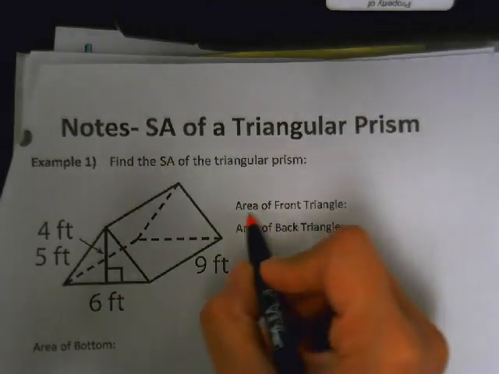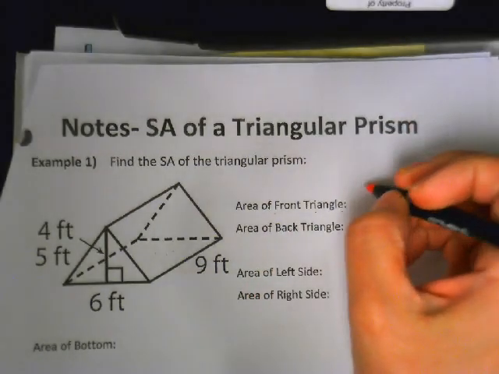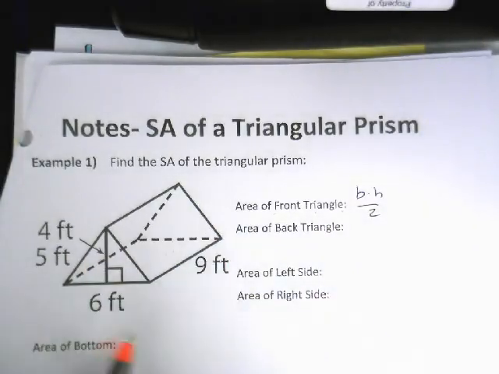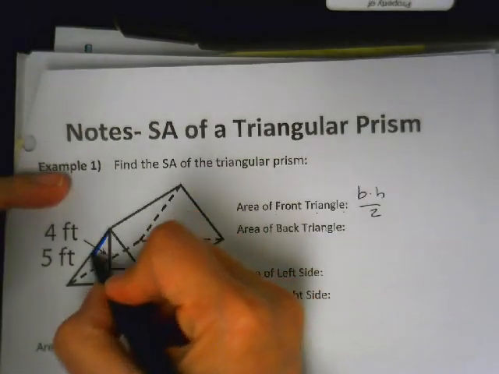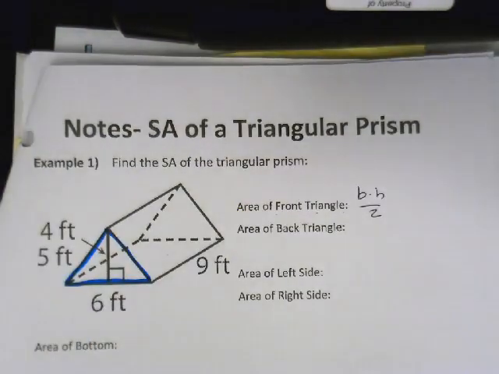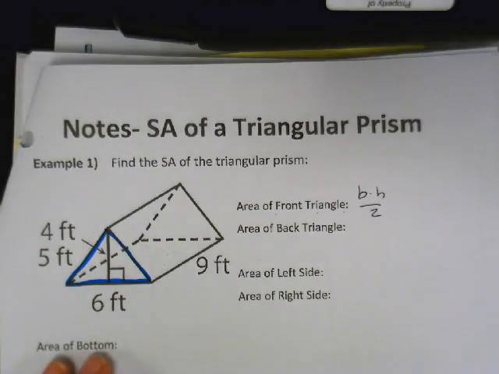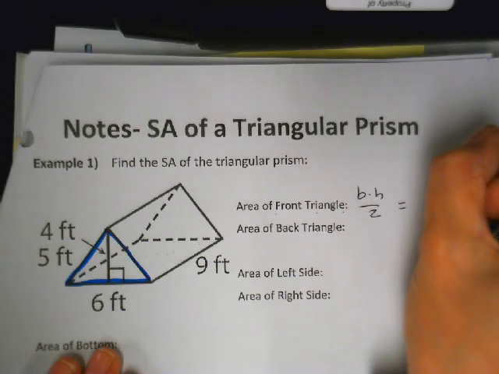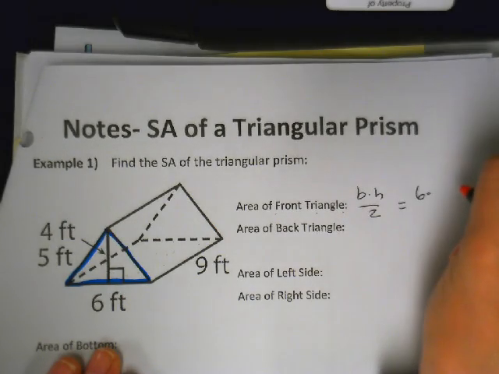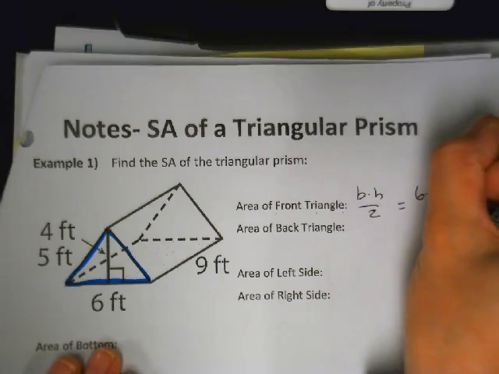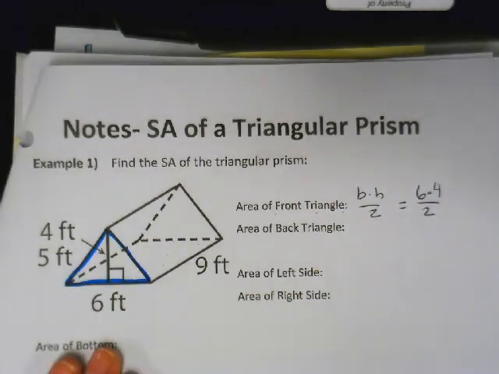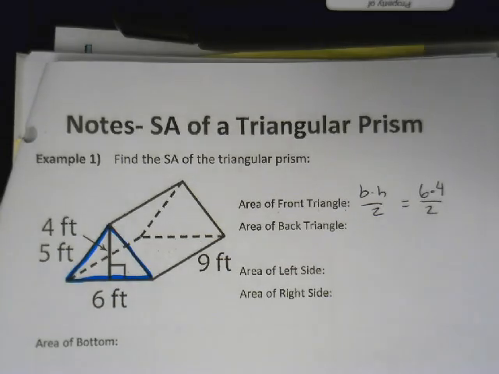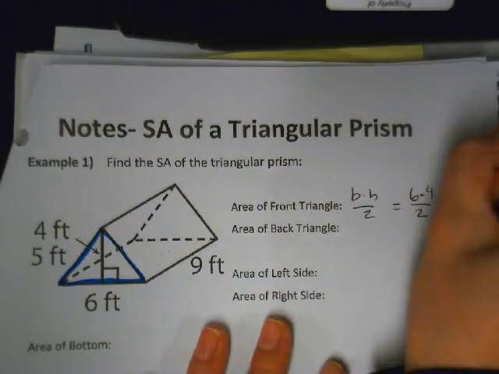So, area of the front triangle. Remember, area is base times height divided by 2. So here's the front of my triangle. I'm going to color it blue. Okay, there's the front of my triangle. What's the base of the front of my triangle? 6. What's the height of my triangle? 4, and I'm going to divide that by 2. So what's 6 times 4 divided by 2? 12. So the area of this triangle is 12.